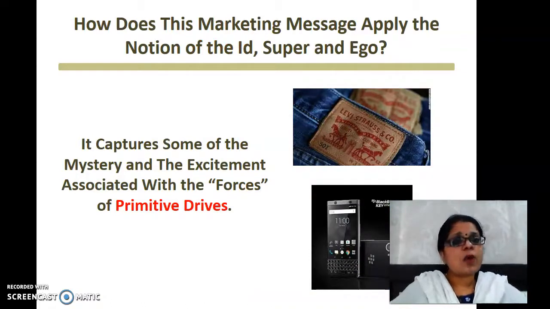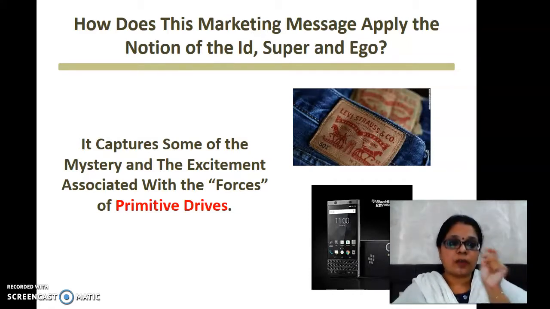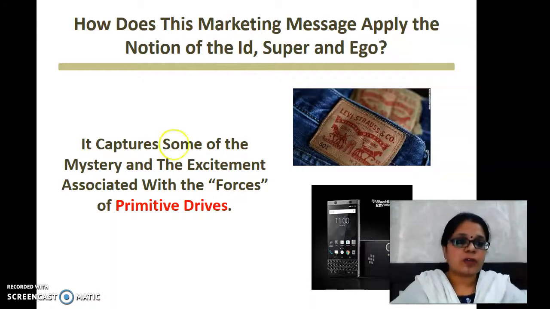Now another question comes: how can a marketer use id, superego, and ego in the marketing strategy? I already shared with you that the three states are there in the mind of the consumer. So I'll take you to one of the very interesting ads of Levi's, how in that specific advertisement they have used id in terms of taking care of that specific state of the consumer in promoting their brand. Just go through this.